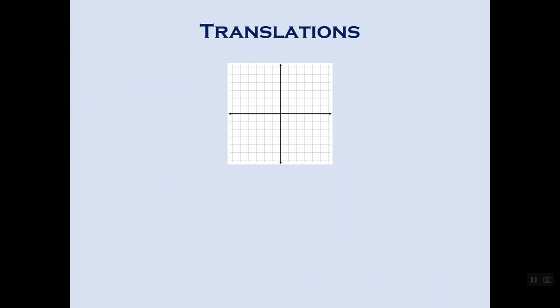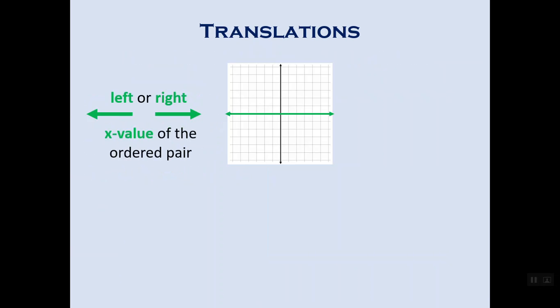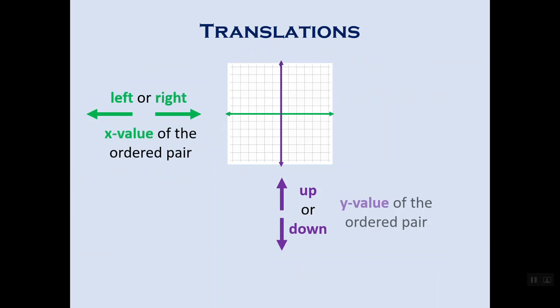We're going to be doing example 1 again in a different way. Before we do that, let's think about what happens with a translation. Part of it is moving left or right. And when we do that, you can see that we're moving really along the x-axis in some direction, and so that's really a change in the x value of the ordered pair. And when we move up or down, that's a movement that changes the y, that goes along the y-axis, and so that changes the y value of the ordered pair.